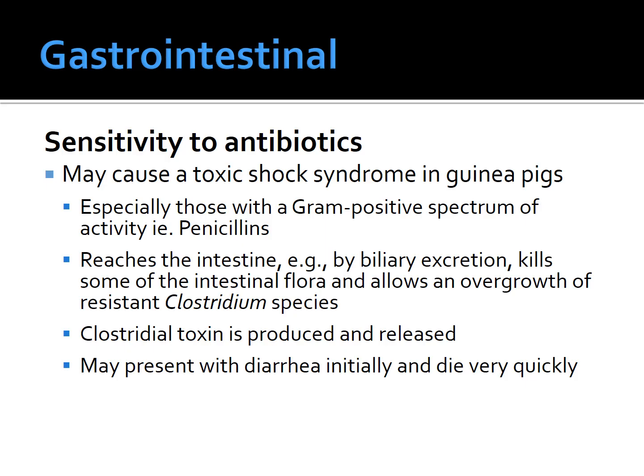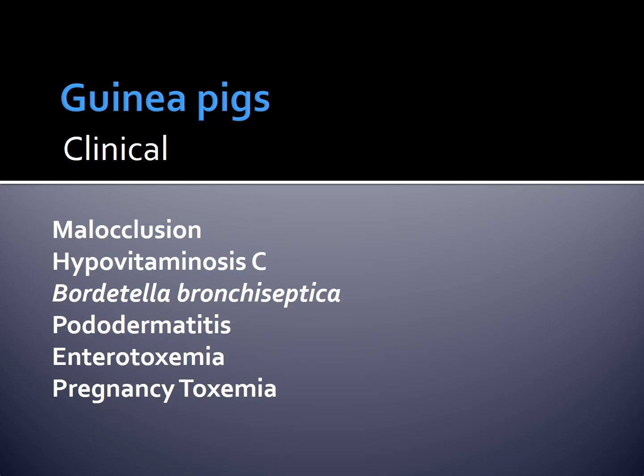Clostridium, which is normally in their gut flora, in small amounts. When large amounts of Clostridium are produced, it actually produces a toxin that gets released. They may present with diarrhea initially, and then they will die very, very quickly. So clinical concerns for guinea pigs: malocclusion, hypovitaminosis C, bordetella, pododermatitis, enterotoxemia, and pregnancy toxemia.